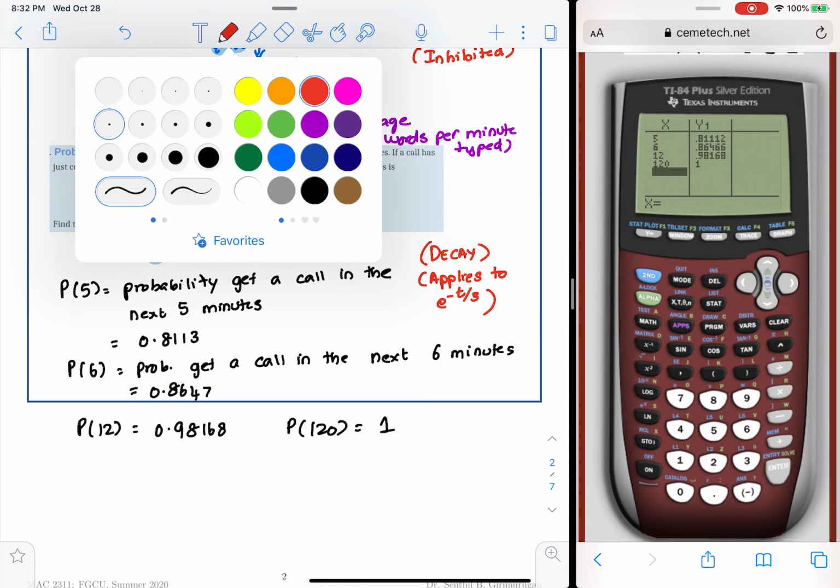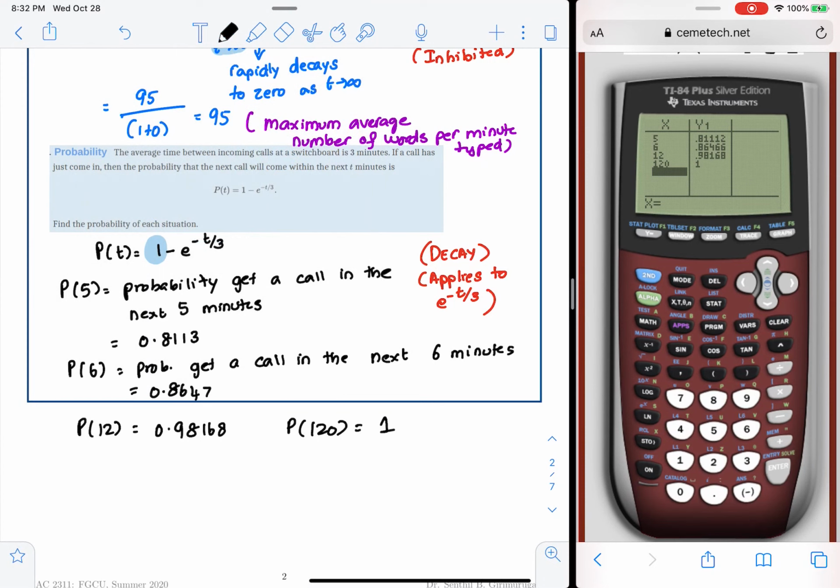What do I mean by that? So if limit t approaches infinity, probability of t would be 1 minus limit t approaches infinity, e raised minus t over 3. What happens to an exponential decay as t approaches infinity? The entire term becomes 0, so we have 1 minus 0, and 1 minus 0 is just 1.